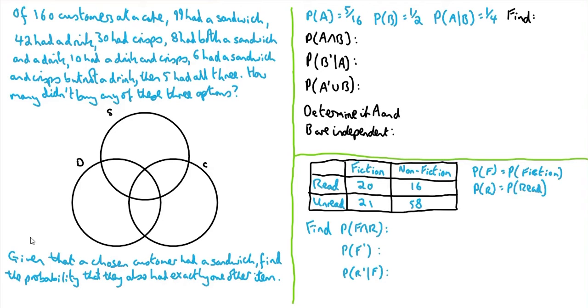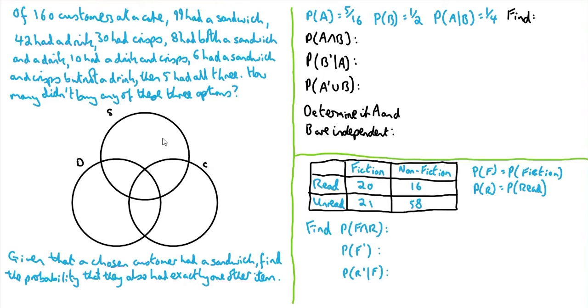So, just to read this through, of 160 customers at a cafe, 99 had a sandwich, 42 had a drink, 30 had crisps, 8 had both a sandwich and a drink, 10 had a drink and crisps, 6 had a sandwich and crisps but not a drink, then 5 had all three. How many didn't buy any of these options?